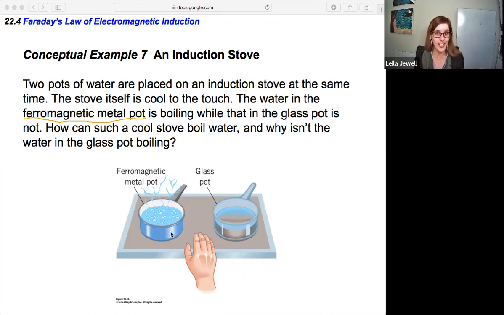They get hot. The glass, meanwhile, is a really good insulator. So even though it has an induced EMF, it's not going to have an induced current. And this is something that won't actually heat your hand up, which is why you can touch the stove, which is pretty nifty. So if you get a chance to see it, check out an induction stove, you'll be able to explain why it works and just be like, aha, Faraday's law of electromagnetic induction. It all makes sense.